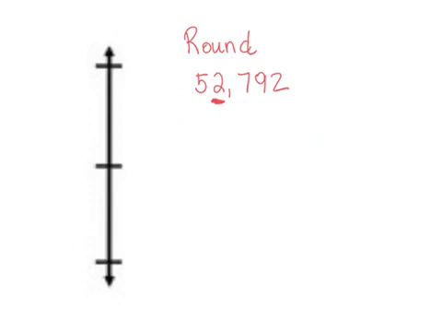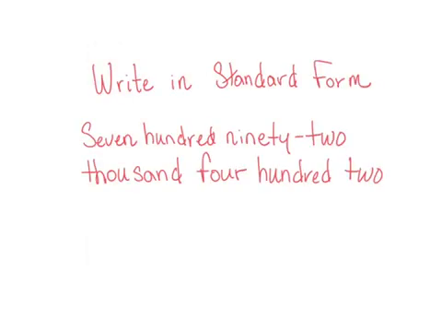Round 52,792, but I want you to round to the thousands place. Write in standard form. Right now I'm giving you in word form. 792,402. That's in word form. Now write it in standard form.